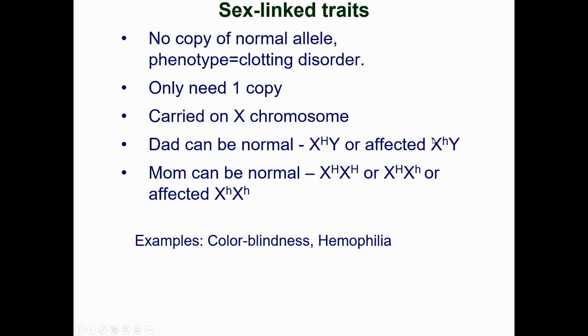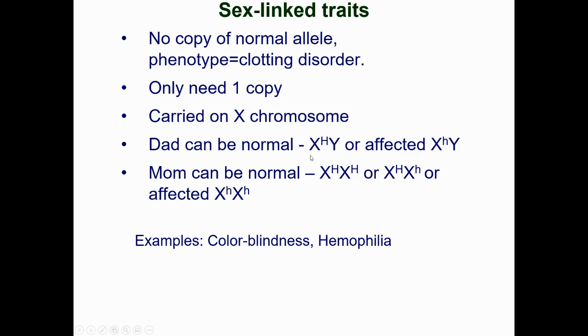Males get what they get from mom. They have a 50-50 chance if mom is a carrier. If mom's affected, that's all they get. So color blindness is an example, and hemophilia is an example.